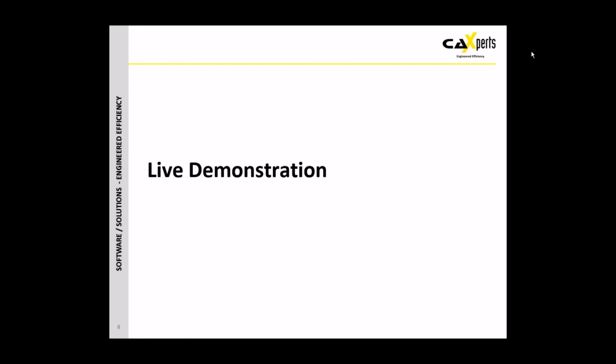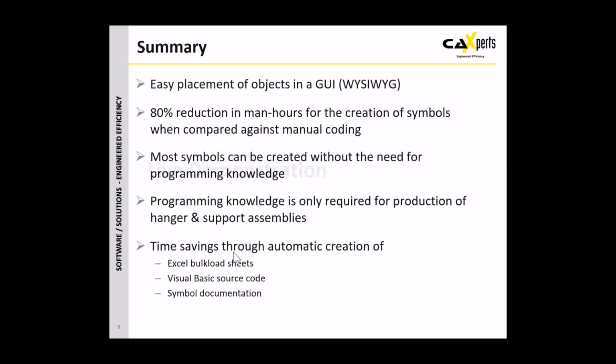Okay, so what I want to do now is just go on to the summary. What you've seen really is easy placement of objects in a graphical user interface, and as you're building it, you see exactly what you're getting. So what you see is what you get. Feedback we've had from clients is that we see an 80% reduction in man hours for the creation of symbols if you compare that against manual coding methods.